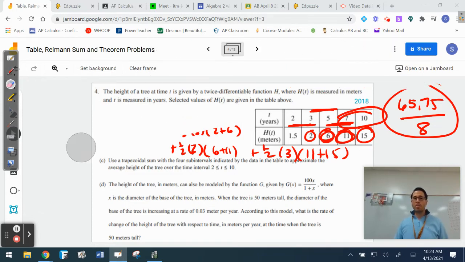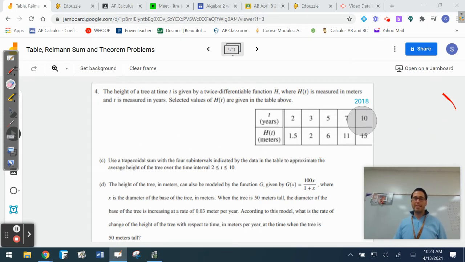We got one last one to go, and boy, do I remember in 2018 my students struggled with this. Why? Because it's a long read, but you got to be careful of a lot of things. The height of the tree in meters can also be modeled.